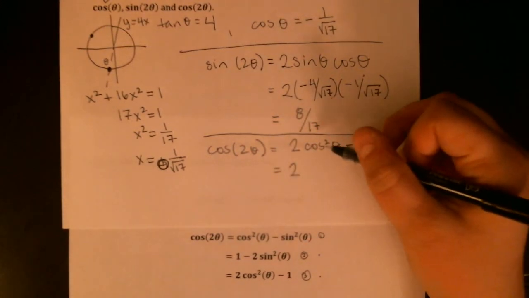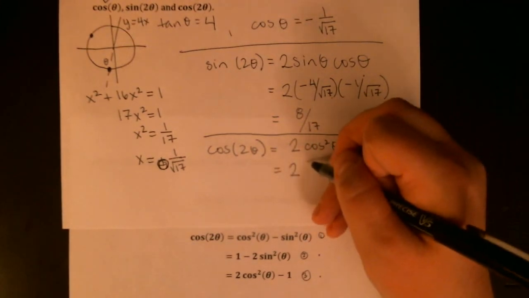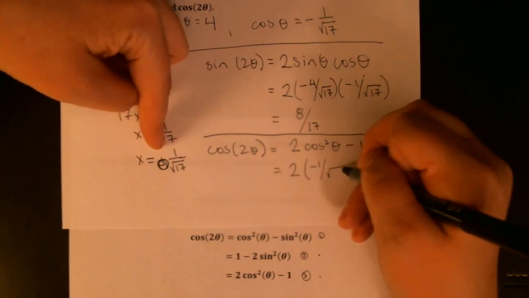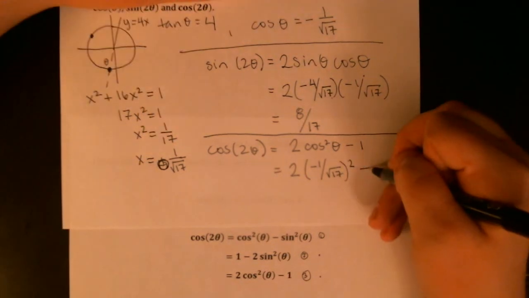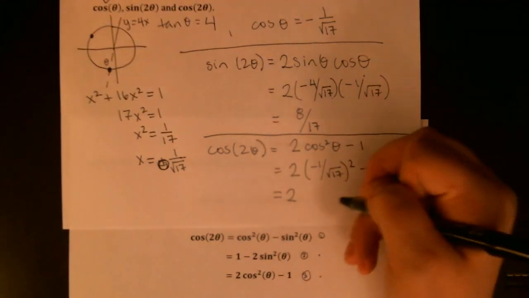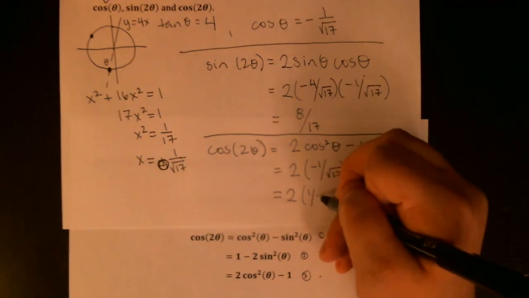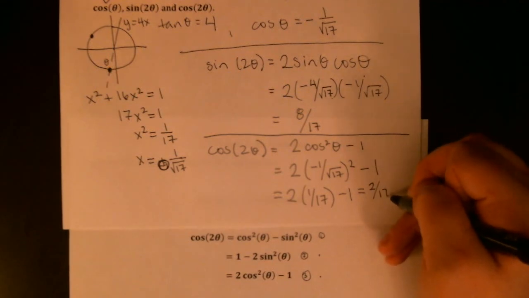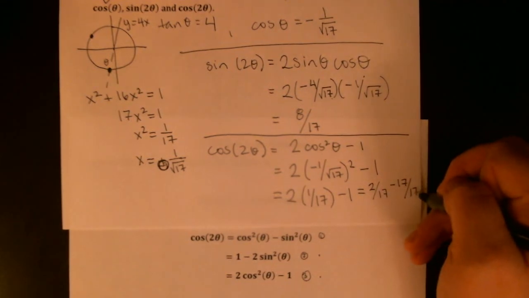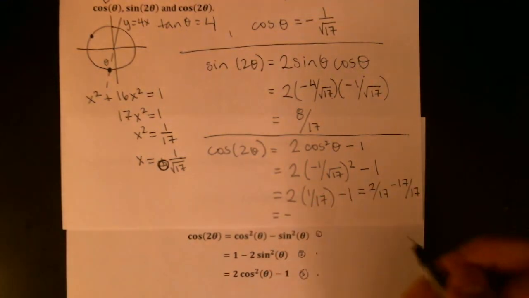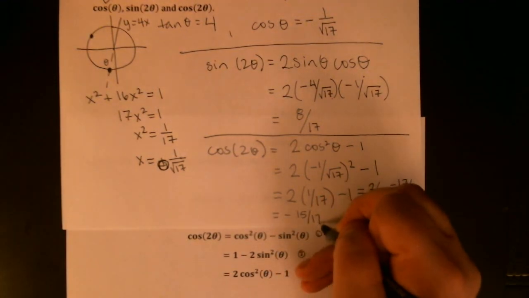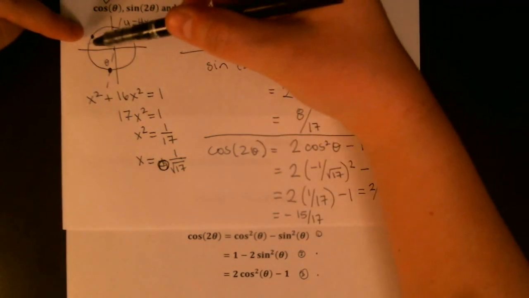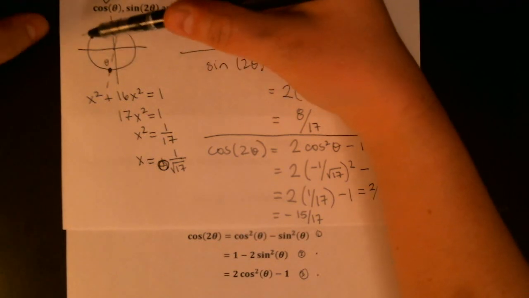And again, this cosine with the square on it means the whole thing is squared. So we need to take the cosine theta, which is negative 1 over root 17, and we need to square it, which will give me 2 times 1 over 17 minus 1, which is 2/17 minus 17/17. So negative 15/17. So now we said we were going to be somewhere over here. That's our x coordinate. So x coordinate negative 15/17, y coordinate 8/17.